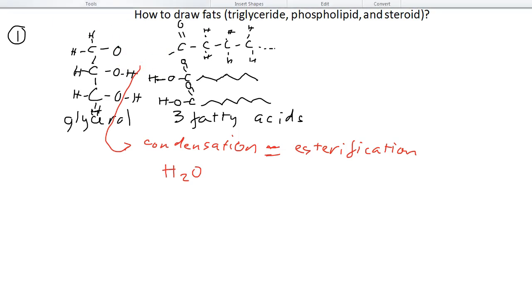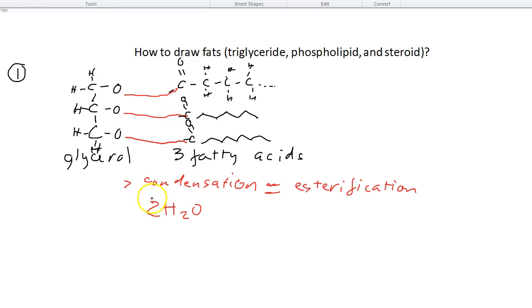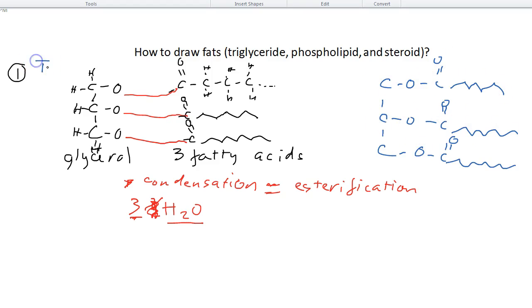So 1 bond. I can erase another HOH to make another bond, and that will provide me with 1 more water. 2 water, 2nd bond, 3 bond, 3 water. So condensation is going to give you 3 water. I can redraw the complete molecule over here. A triglyceride. Tri means 3. 1, 2, 3. Glycer, similar to glycerol, and then ride.